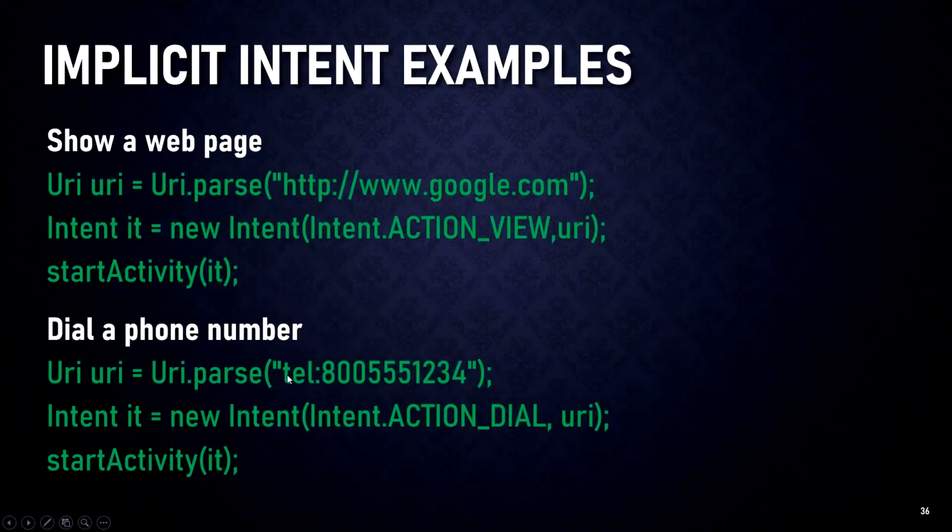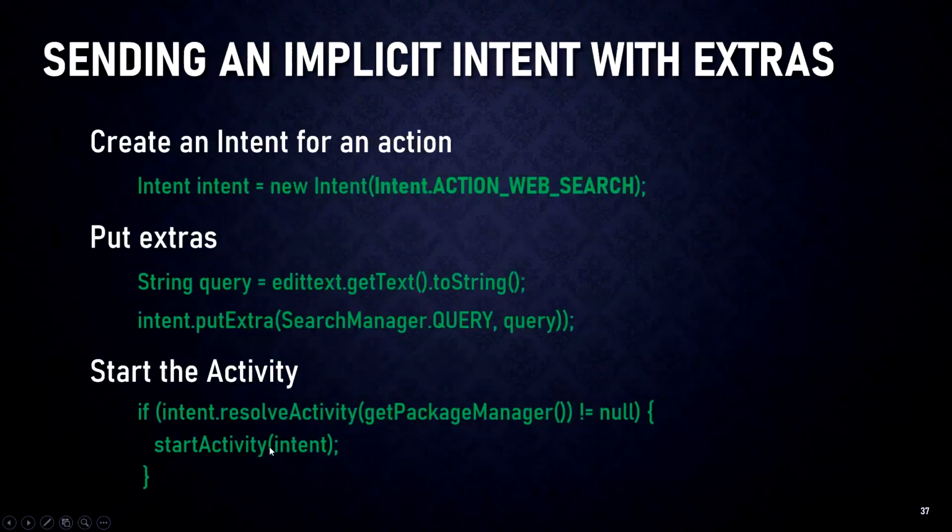And for the phone call, you just specify the action you want, which is dial, and you pass the URL. You pass it and you can start that. Once you are done with this, there are multiple ways to pass data. If you want to search on the web, you can pass that data with the action web search, and you pass the text you want to search. You set that one and use this search manager query, which is the key, right?